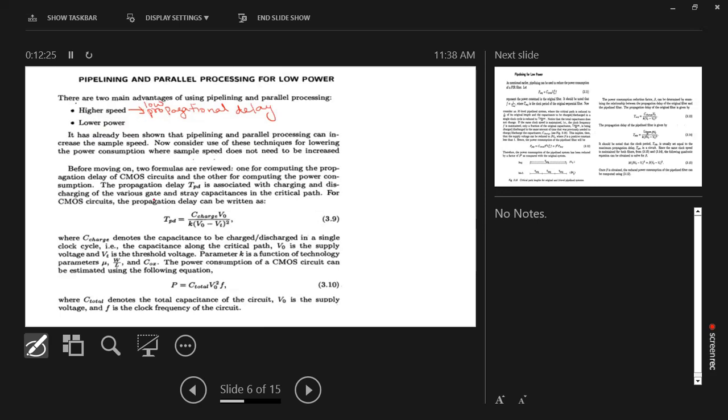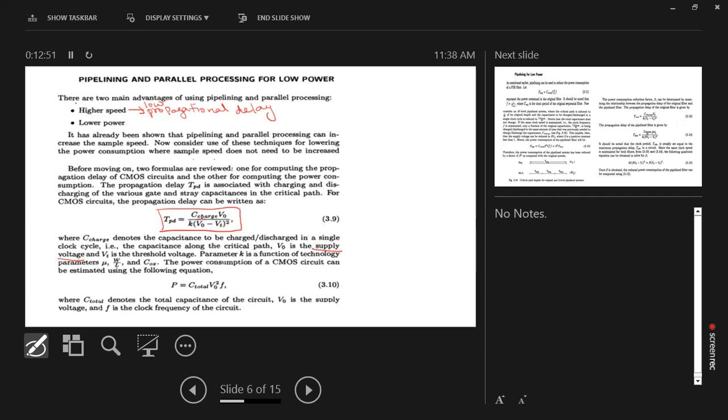Now, this is the standard formula for propagation delay. You have to remember this: C into V naught divided by K into V naught minus Vt, whole square. V naught is the supply voltage, not output, supply voltage. Vt is the threshold voltage.